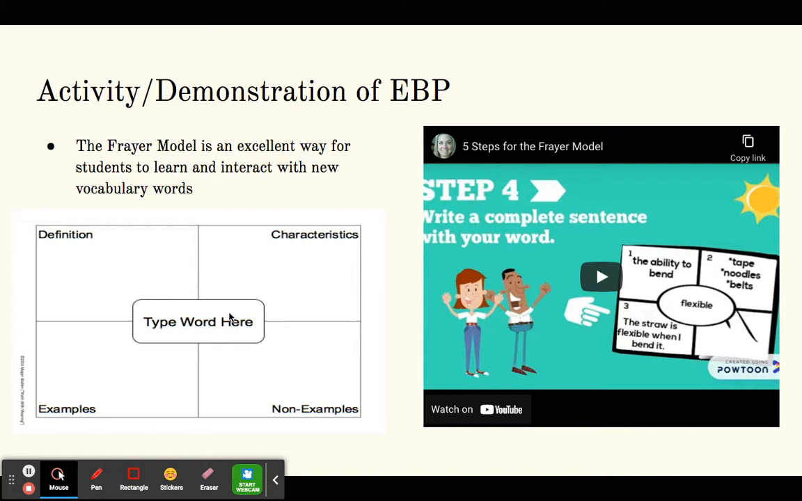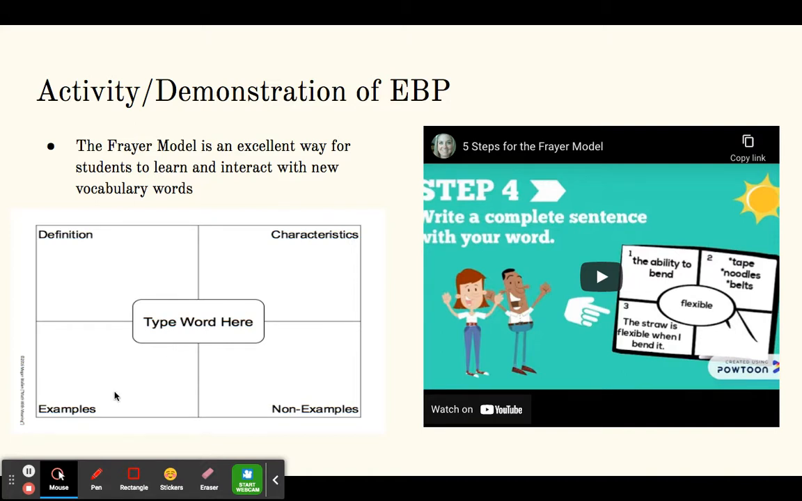But you put the word here in the middle, and then you put the definition in the left. You might put characteristics of that word on the right. Examples of the word in the bottom left, and then non-examples down here. So if we go back to that word enormous, right? I would put the word enormous in the middle, and then I don't know the dictionary definition off the top of my head, but I would put that dictionary definition here, and then a characteristic, I might put it's really big, extra large. Those are those user-friendly definitions of something that's enormous.